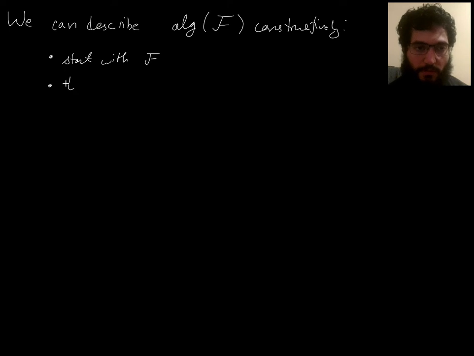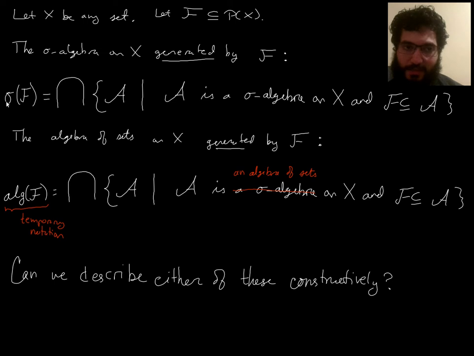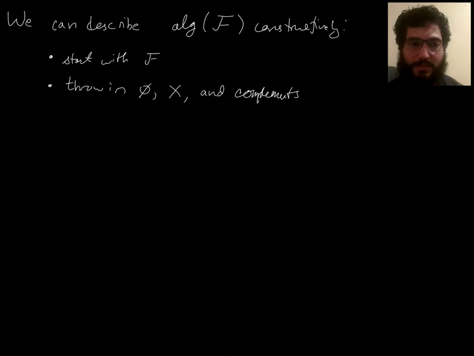So let's throw in the empty set, the entire set X that we started with, and complements. To make this notation make sense, no one does this that I've seen, but probably we should decorate it with X and say that we're talking about the algebra of sets on X that is generated by F, because the data as to what X initially was might not be contained in what F is, right? So here we know what X to add in. So I'm talking about the algebra of sets on X generated by F.